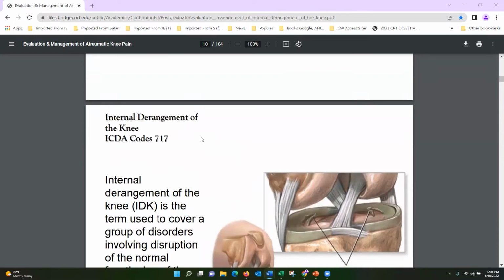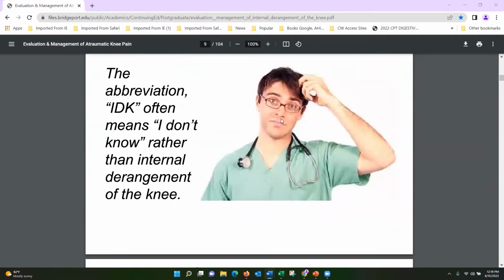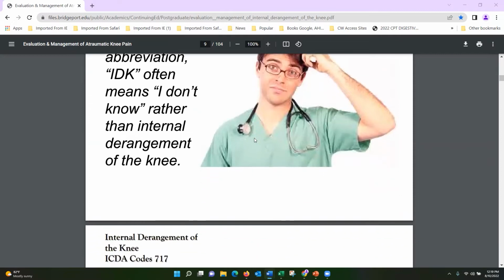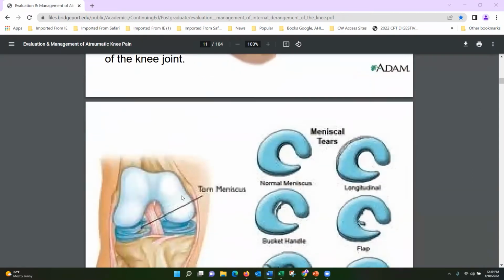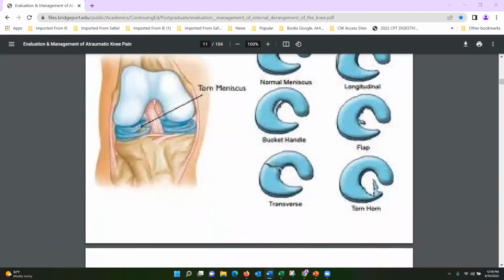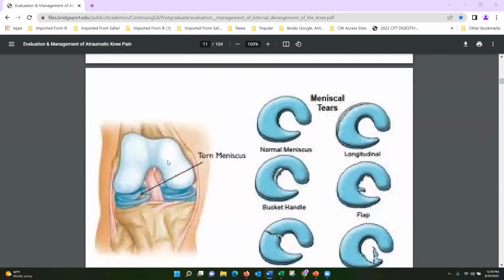So this IDK, and I kind of like this little picture, typically means I don't know, rather than internal derangement of the knee. But I want us to look at the definition. Internal derangement of the knee is the term used to cover a group of disorders involving disruption of the normal functioning of the ligaments or the cartilages, the menisci, of the knee joint. And this was just a picture that showed us a torn meniscus. We did not have a torn meniscus.